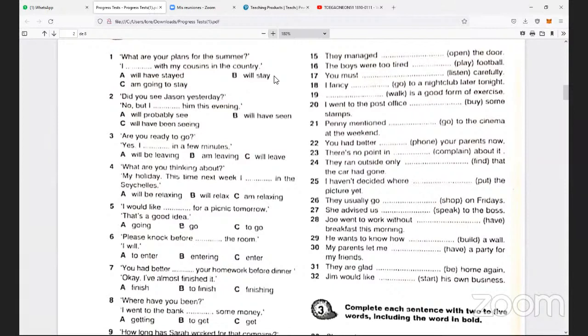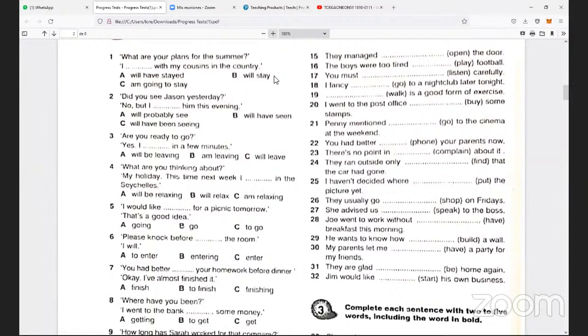Okay. I am going to stay with my cousins in the country. Yeah, perfect. Did you see Jason yesterday? No, but I will probably see him this evening. This is great. Yes, I will be leaving in a few minutes. Okay, yes, perfect.